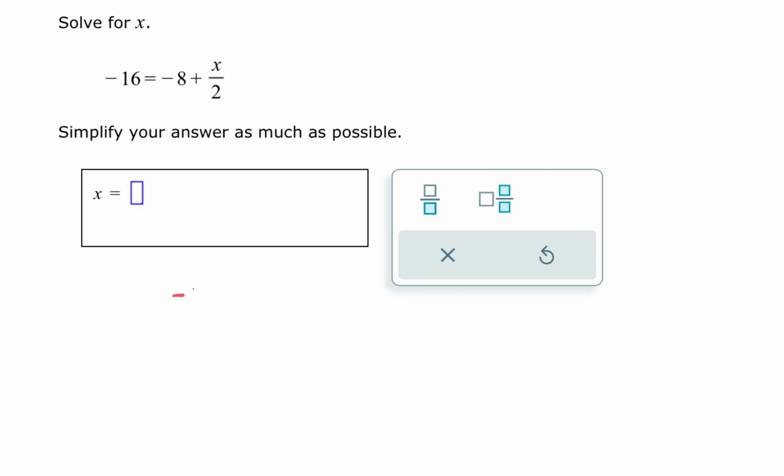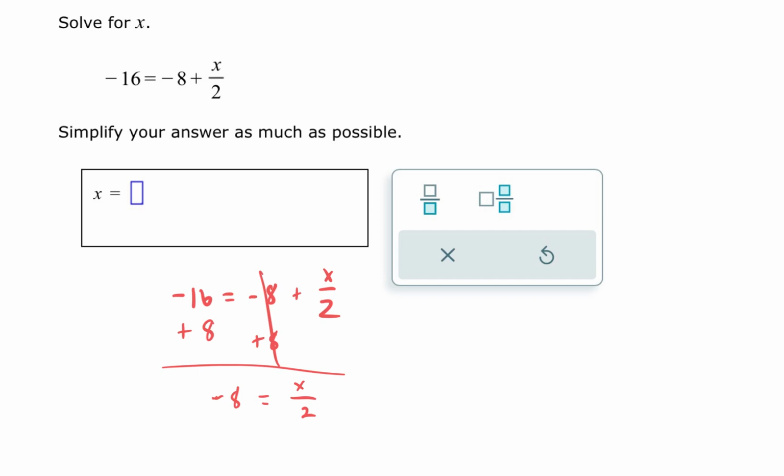In this example, we have negative 16 equals negative 8 plus x over 2. X over 2 means x divided by 2. Before I mess around with the x divided by 2, I'm going to get rid of the negative 8 by adding 8, because negative 8 plus 8 is equal to 0, but I've got to do that to both sides. So that will be canceled out. We'll be left with x over 2 on the right side. Negative 16 plus 8 equals negative 8.